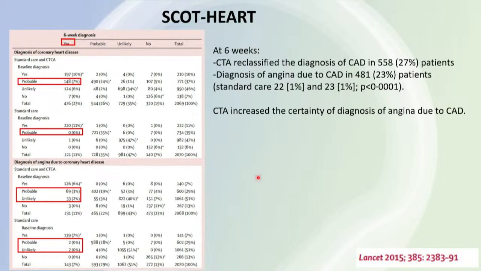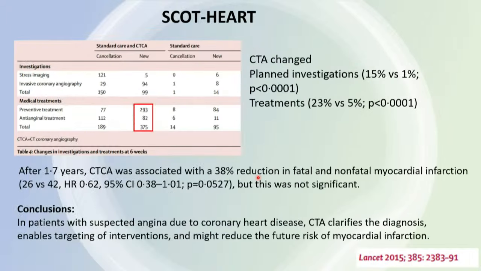So obviously, CTA increased the certainty of diagnosis of angina due to CAD, because when you do CT, you see plaque, you can't ignore it, so more of the patients in the CT arm were started on treatments, preventive treatments, anti-anginal treatments. So the initial SCOT-HEART showed that at a median follow-up of 1.7 years, there was a 38% reduction in major adverse cardiac events, fatal and non-fatal MI, but it wasn't statistically significant.